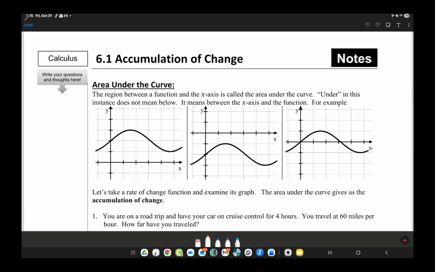I'm not going to start anything too crazy. We'll do more interesting stuff later on. But right now, it's just this area right here that I want to find. So for that first graph. For the second graph, it is this area. And for the third graph, this is where it gets a little tricky. It is, again, the area between the function and the x-axis. So that is the area we're looking for.